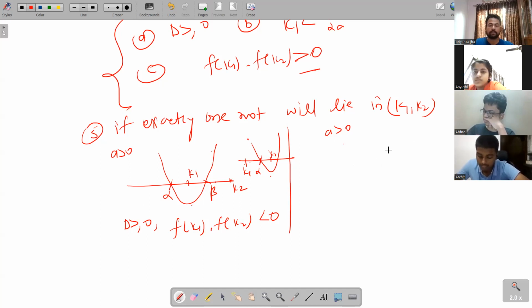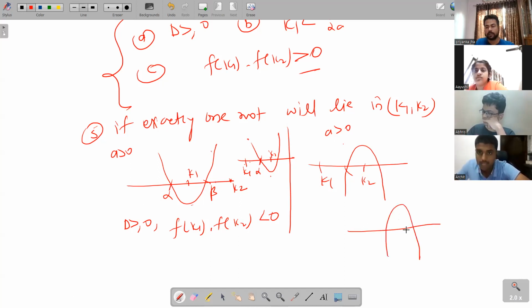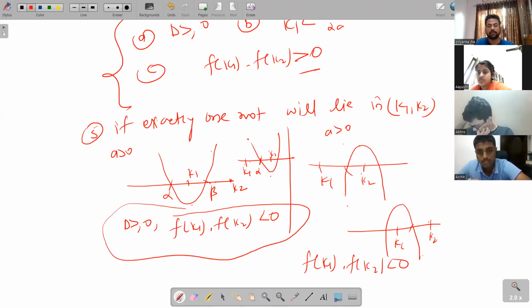And here, in this case, the graph will be like this. So this is K1 and this is K2. Or one more case we can have like this. This is K1, this is K2. So in this case, you can say that f(k1) is negative, f(k2) is positive. In this case, f(k1) is positive, f(k2) is negative. So just combine: f(k1) into f(k2) is negative. So this is the condition for this.